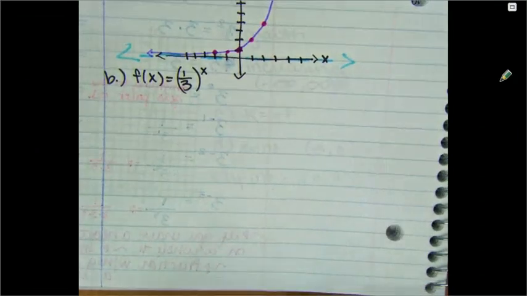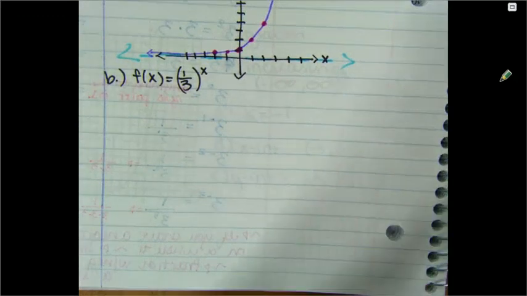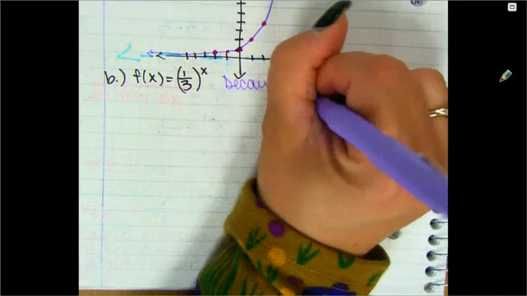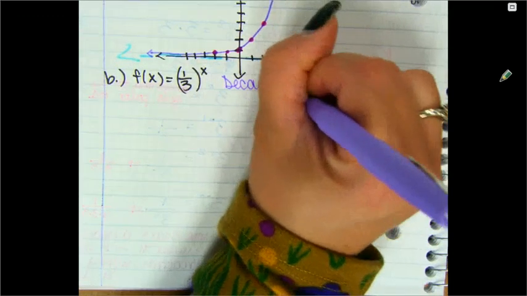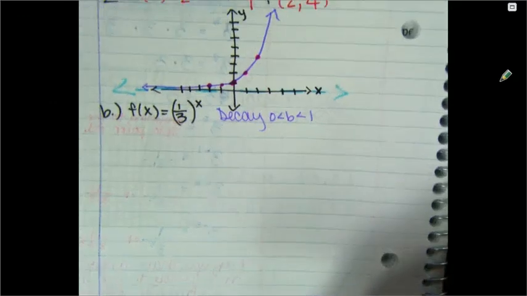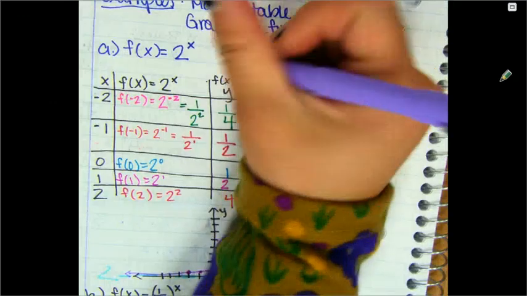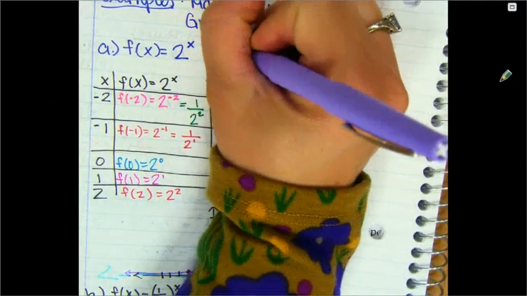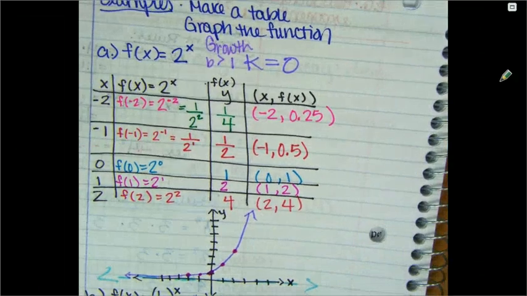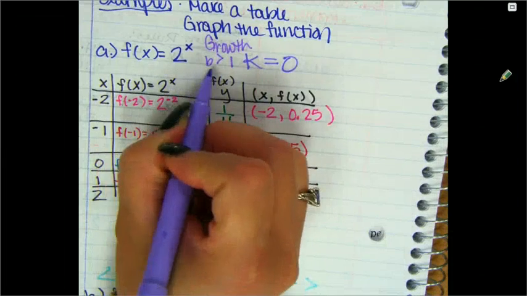Is this going to be growth or decay? Why? Good. It's decay because b is less than 1 and greater than 0. And the other one was what? The other one was growth. Why was this growth? Because b was greater than 1. Very good. Which one's b? It's the 2.